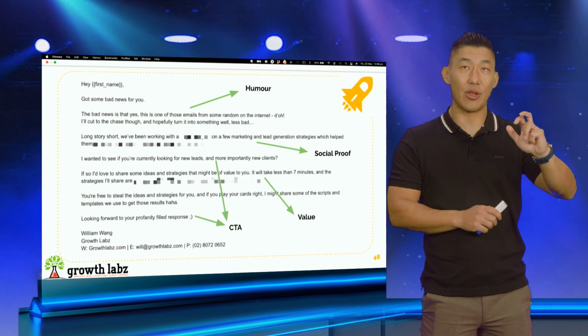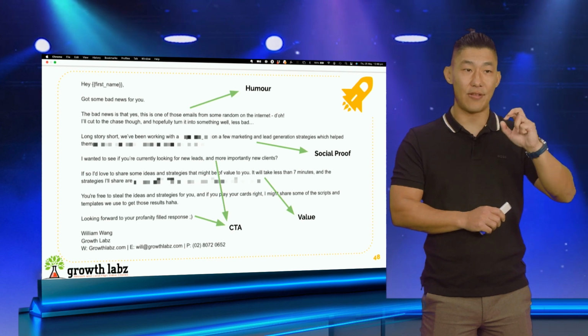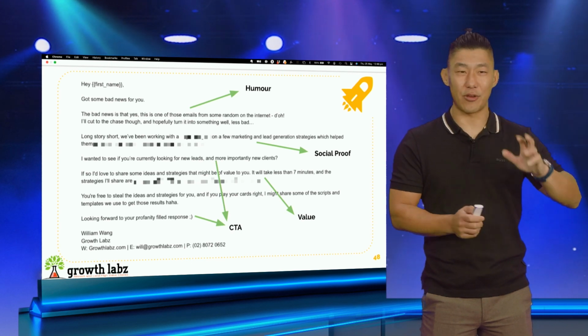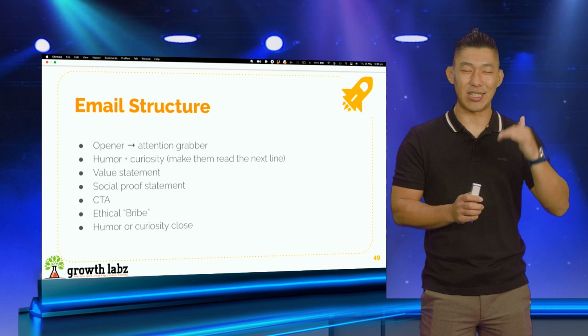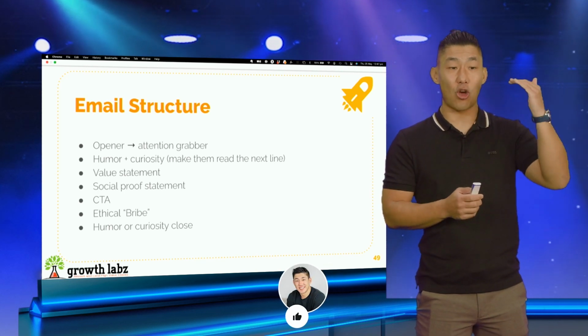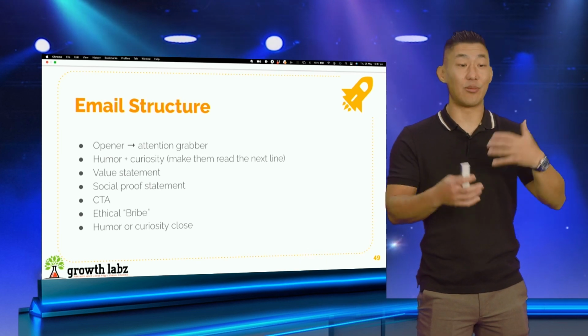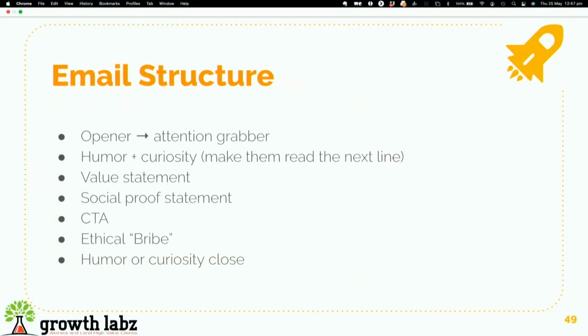So this email performed, I think we did about 87% open rate across the sequence. And I think the reply rate was pretty high as well, somewhere around 37%, but it's been a couple of years, so I don't remember the exact number. So the email structure is opener, attention grabber, right? Get their attention, the humor or the curiosity to get them to read the next line. I've got the value statement, the social proof, the call to action, the ethical bribe, and also the humor or curiosity close.